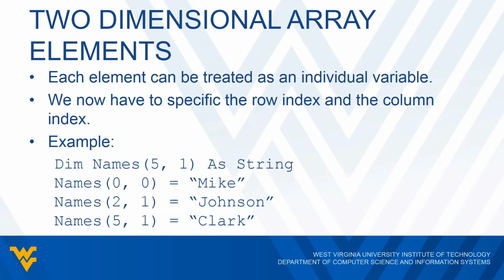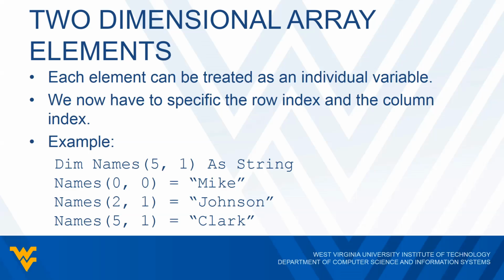So what we can do is if we want to store a string in an array element, we'd have the name of the array, parentheses, and then the indices. So the second line means that we're going to store Mike at index 0 and 0. So this would be the first row and the first column.